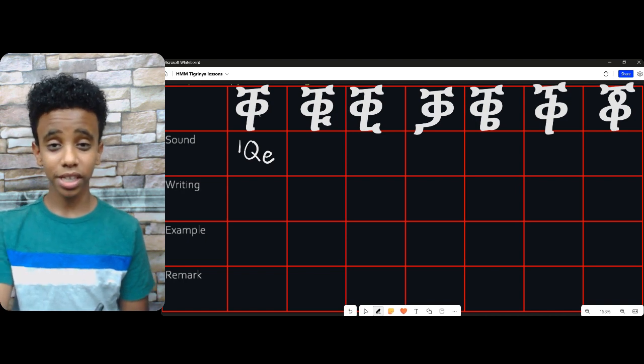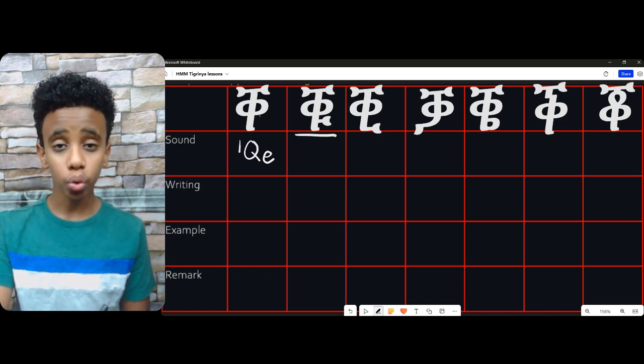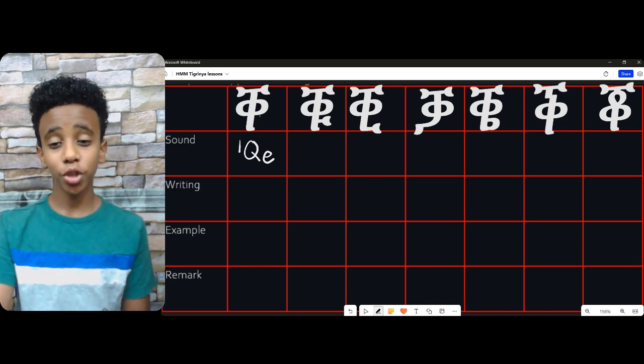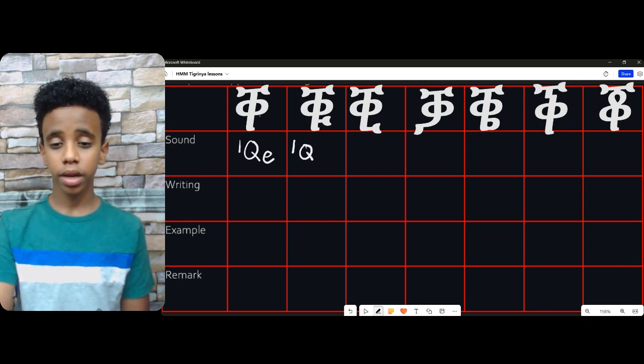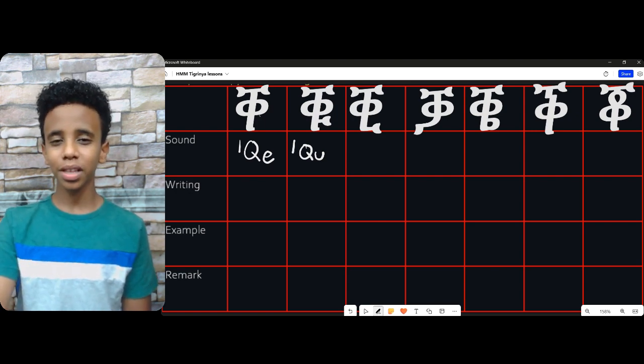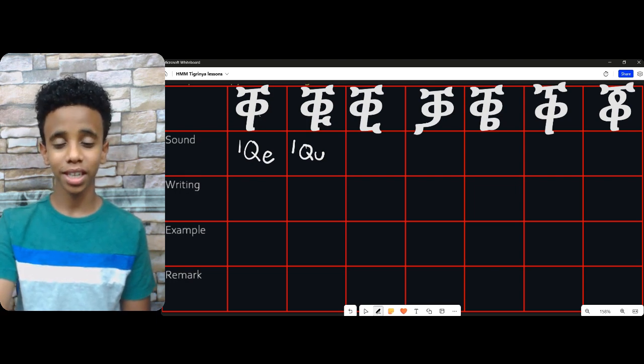Okay, let's go to our second Tigrinya letter. Our second Tigrinya letter is the letter Khu. Khu. And you can write the letter Khu in English by writing apostrophe Q U. Khu. Now I know it might be a little challenging, but if you give enough practice, then you'll know how to pronounce the Tigrinya letter sets.